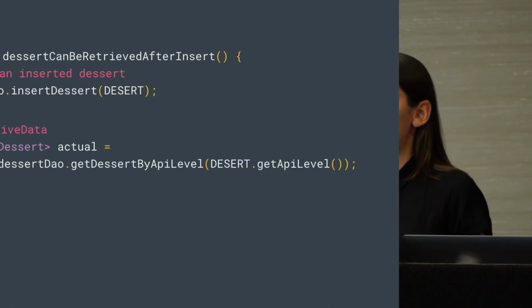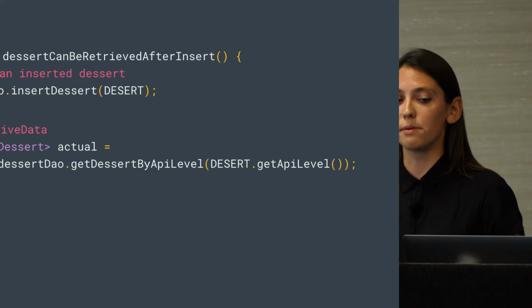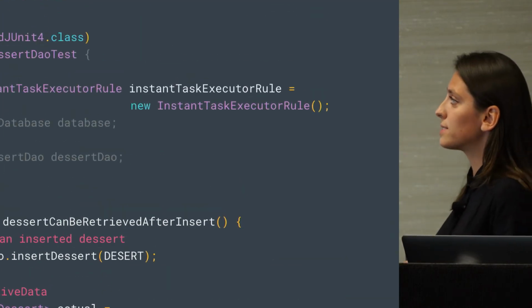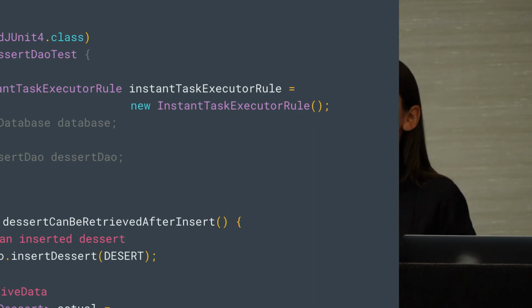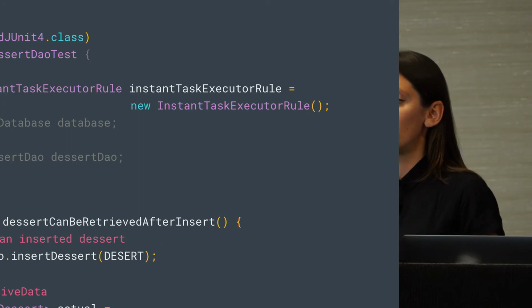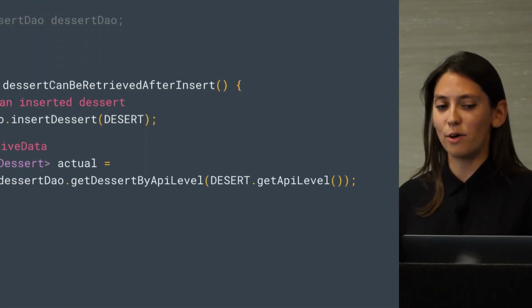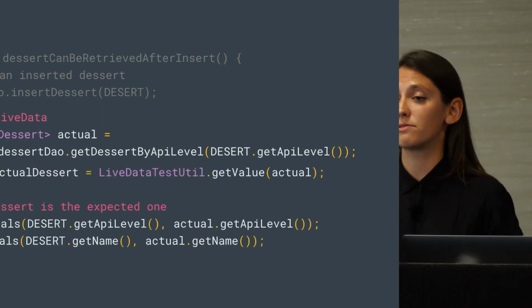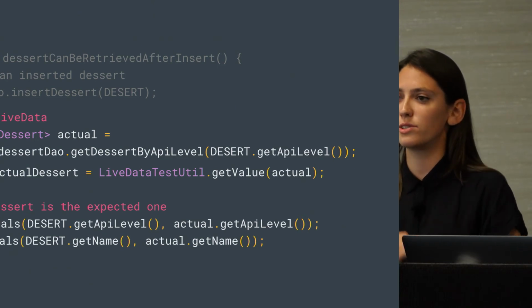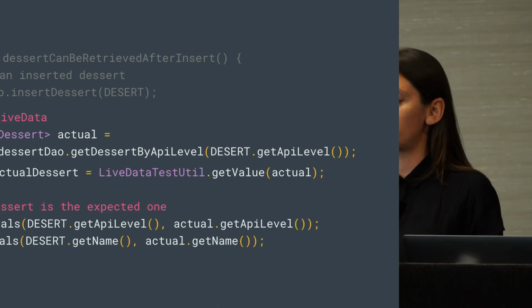Okay, what if we're using LiveData? Well, I was saying that things are asynchronous, but Room helps us here because we can add the instant task executor rule to our test. So this will replace the task executor and will make sure that all of your operations will be instant. So then all we need to do, back to our test, is get the data from the LiveData. And here I'm just using a utility method from our sample code. And then check that indeed that data is the one that we're expecting.